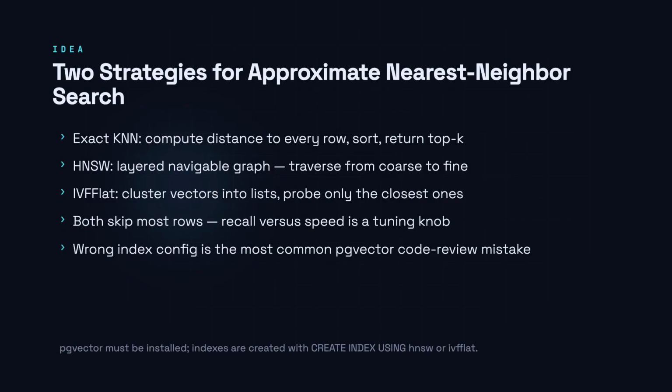HNSW pre-builds a navigable graph, so search hops straight to good candidates. IVFFlat divides the space into cluster lists and only probes the ones nearest the query vector. Both are approximate. You control how much recall you sacrifice.